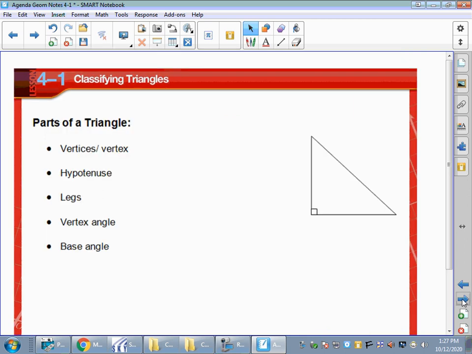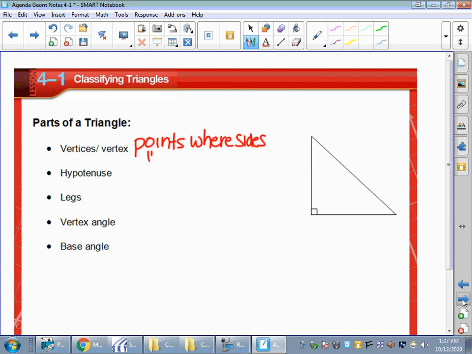All right, so not sure if you know the parts of a triangle. We've got a lot of parts of a triangle. A vertex or vertices are the points where the sides intersect. Remember, a vertex is a point. Points where sides intersect. It's kind of a crowded little area in here. Sorry about that.